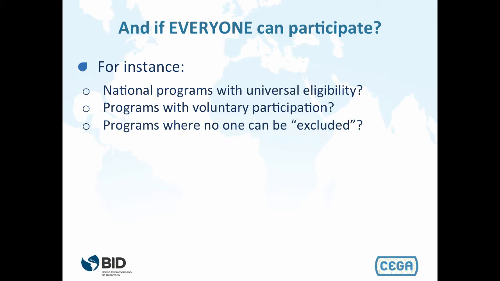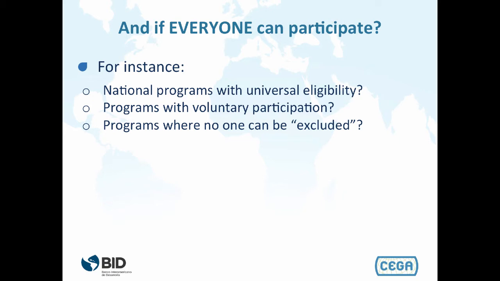One of the big problems we have is what's called contamination. Either we don't have everybody who's assigned to treatment taking up the program, or we can't exclude people from taking up the program in the comparison groups. Some examples are national programs with universal eligibility. For example, we offer public schools to everybody and we can't exclude anybody.